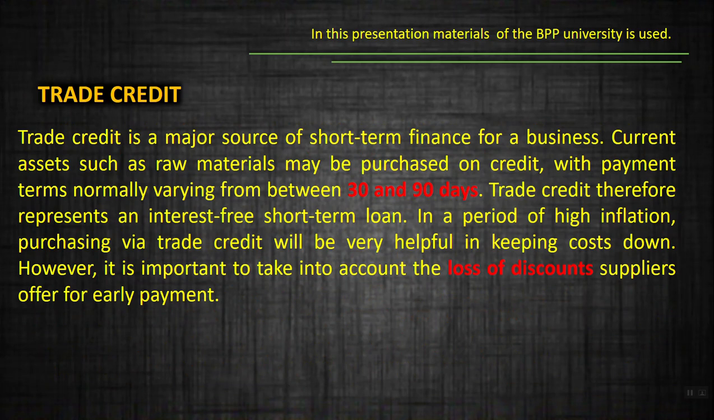Trade credit. Trade credit is a major source of short-term finance for a business. Current assets such as raw materials may be purchased on credit, with payment terms normally varying between 30 and 90 days. Trade credit therefore represents an interest-free short-term loan. In a period of high inflation, purchasing on trade credit will be very helpful in keeping costs down. However, it's important to take into account the loss of discounts suppliers offer for early payment.